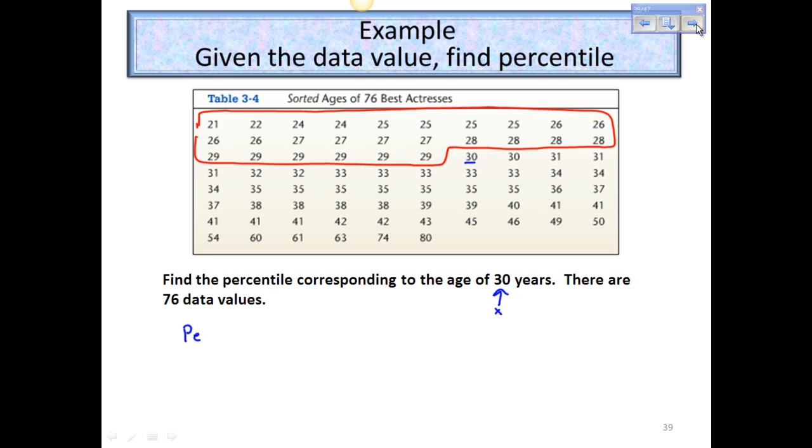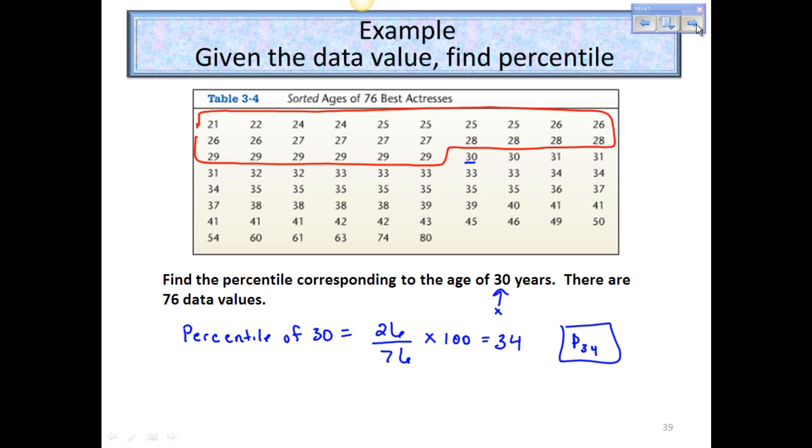So we write the percentile of x, or of 30, is equal to 26, divide by the total number of data values and multiply by 100. This is just like finding a percentage. You would take a part and divide it by a whole and then multiply by 100. So when we do that, we get 34. Remember, we round to a whole number. So that is P sub 34. That would be our answer. Our percentile is P sub 34.